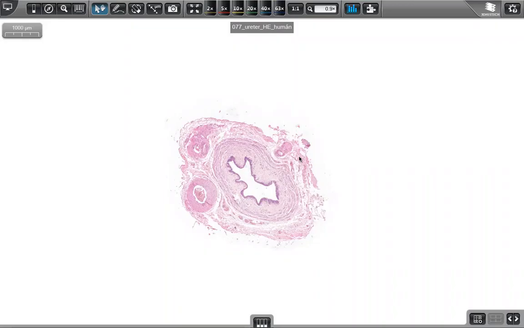Okay, now let's see the bladder. The exact slide of the bladder is number 8.